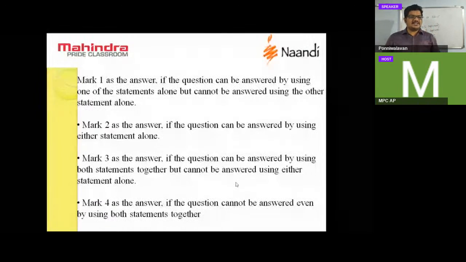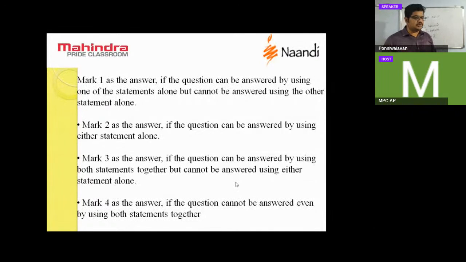Mark 2 as the answer if the question can be answered by using either statement alone. Either we can solve it by 1 alone, or by 2 alone. Mark 3 if the question can be answered using both statements together. Only if both statements are available can we tell the answer. Mark 4 as the answer if the question cannot be answered even by using both statements together.